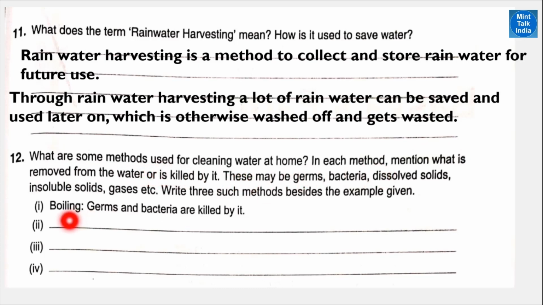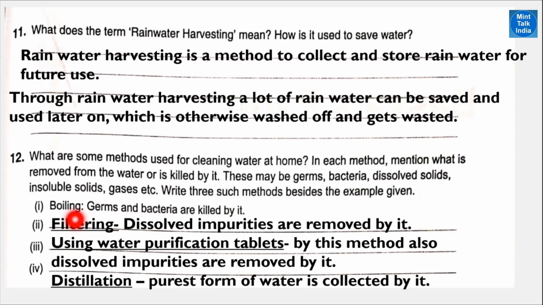Next question, what are some methods used to clean the water at home? Like, number 1 point is boiling, which kills the germs and the bacteria in it. Similarly, point number 2 is filtering, which removes the dissolved impurities in it. Third method is using water purification tablet. By this method also, dissolved impurities are removed. And fourth point is distillation, which is the process to get the purest form of water.